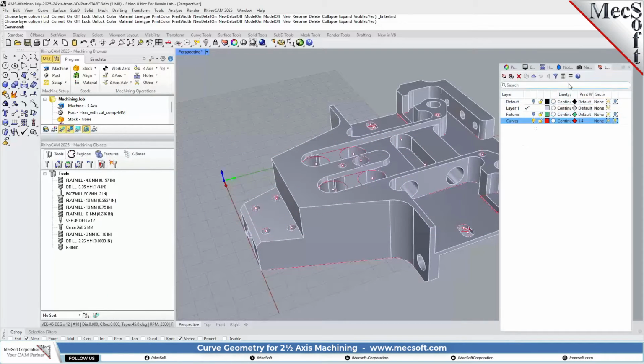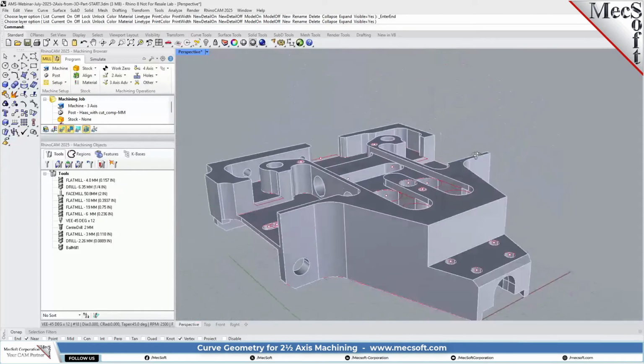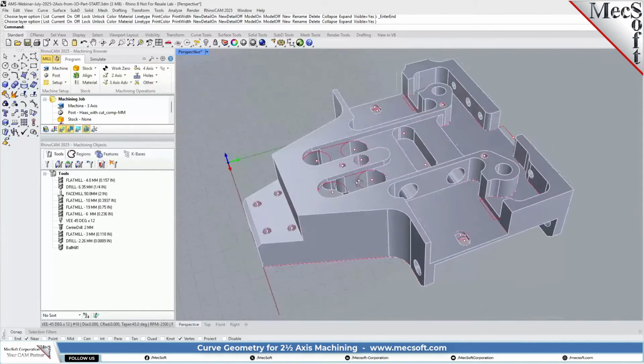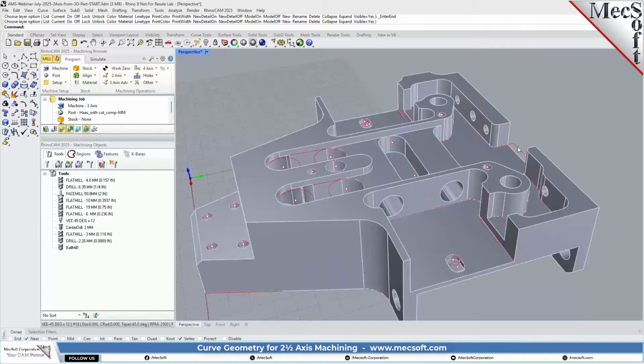Also, what I did ahead of time, and you probably want to do this too, let me just close that for a second, is I went in and looked at the geometry and tried to plan out ahead of time how we're going to approach it. So what I did was I went in and added some curves in certain areas, okay?